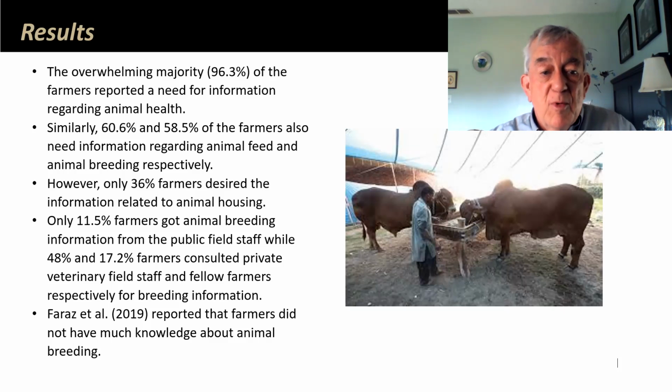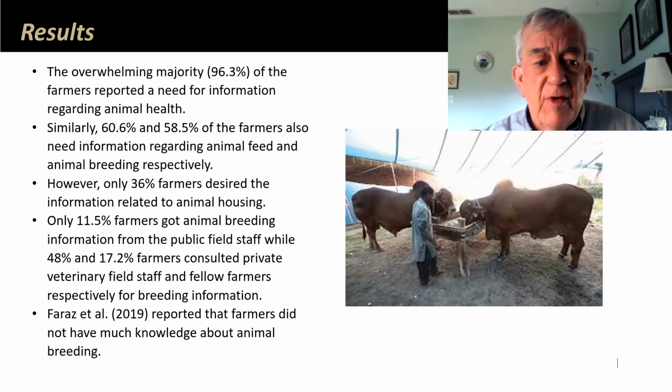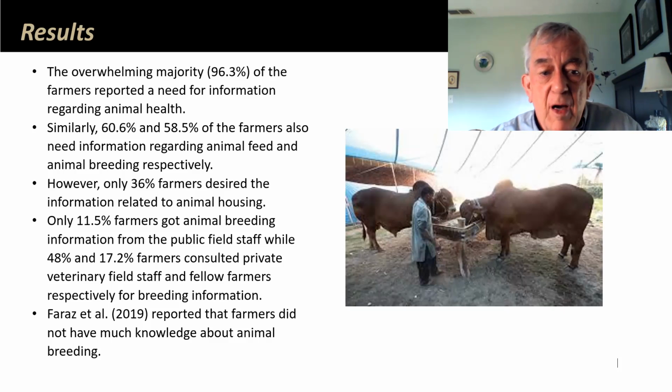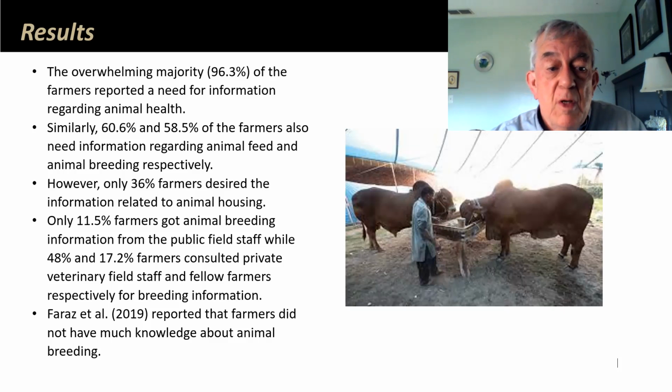Only 11% of the farmers got their animal breeding information from the public field staff, meaning the government extension, livestock and dairy development organization, while 48% and 17% of the farmers consulted private veterinary field staff and other farmers for this information rather than the government, which is interesting, and it's probably consistent with what we would do. Breeding is usually a private enterprise, even in our own country in the United States, but here it really is evident that the government was not viewed as a primary place for animal breeding.